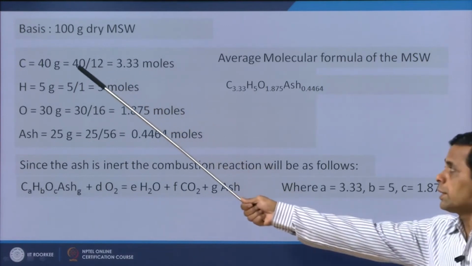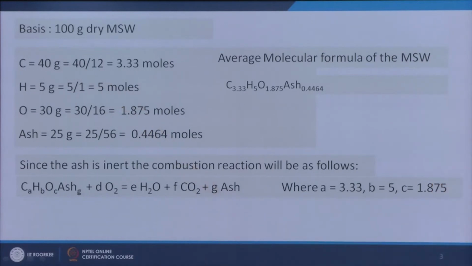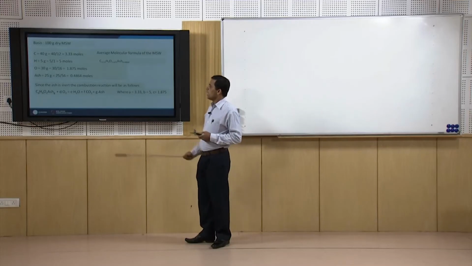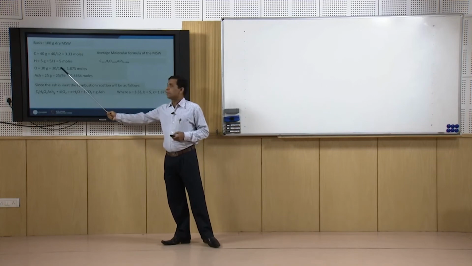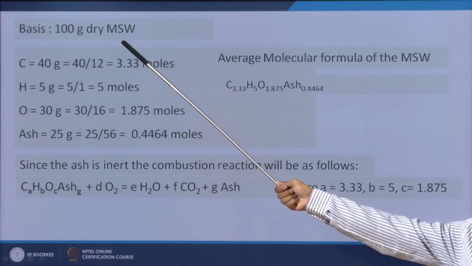Now, if we want to convert this gram into moles, we will divide it by the molecular weight of carbon, that is 12. So, 40 by 12 is equal to 3.33 moles for carbon. For hydrogen this is 5 divided by 1, that is equal to 5 moles, and for oxygen 30 divided by 16, so 1.875 moles. For ash it is 25 divided by 56, so that is equal to 0.4464 moles.